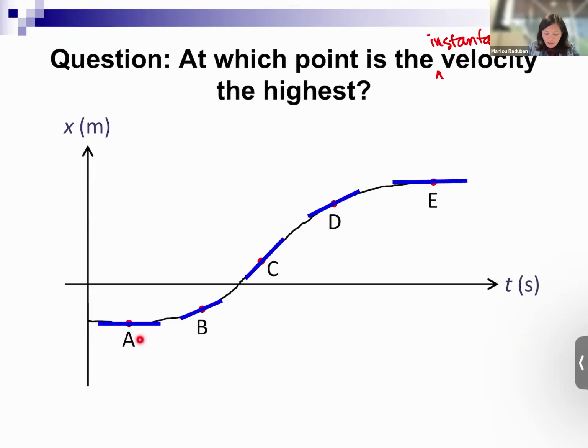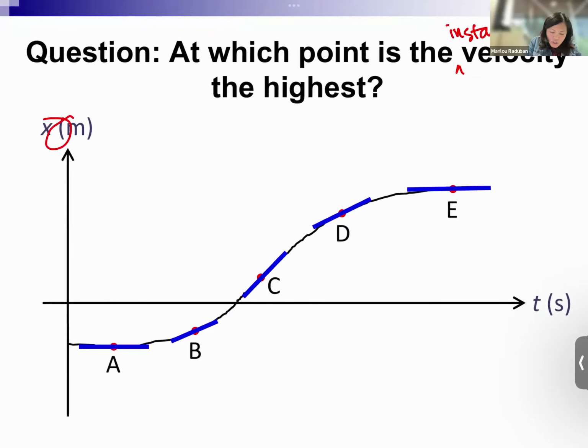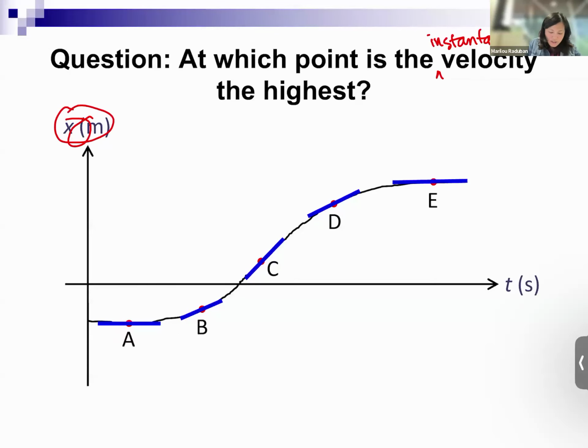Right, it's easy to see that for point A, you have a horizontal line, almost a horizontal line. Let's just say it's a horizontal line, which means that the change in position will be 0, because for position A, the initial, you can take this as the final position, and you can take that as the initial position. The change in position is therefore equal to 0.